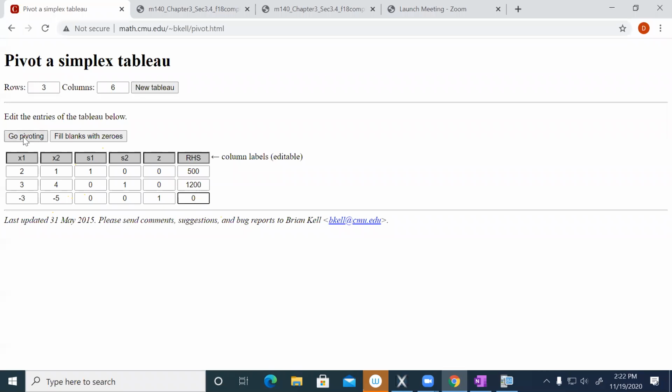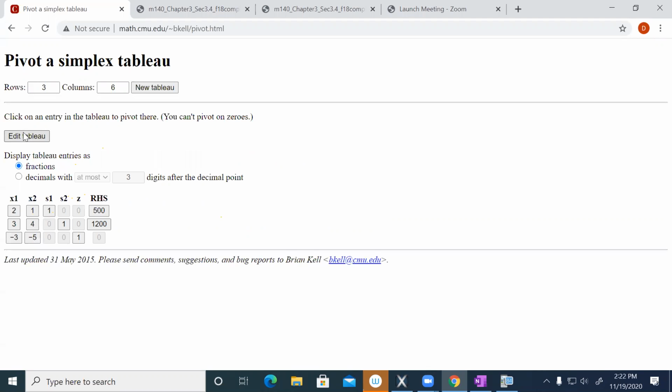You have to click on the number you're pivoting from, then hit go pivoting, and then click it again. Let me see what it does, because I haven't played with this before. Go pivoting. All right, that's fine. So you click on the row and column you want to pivot from. Is that what you want to do?